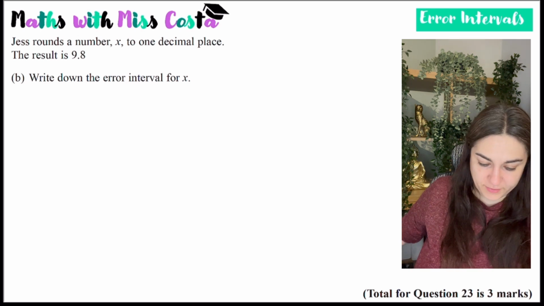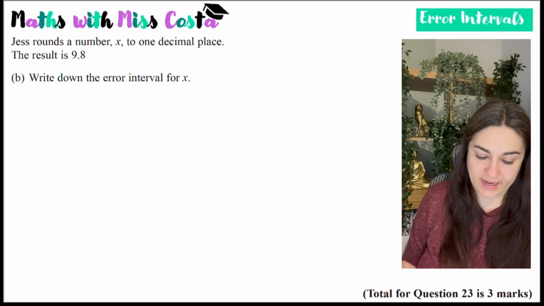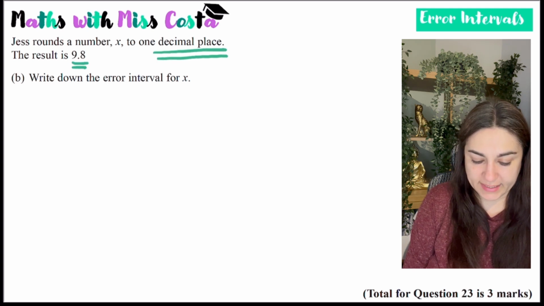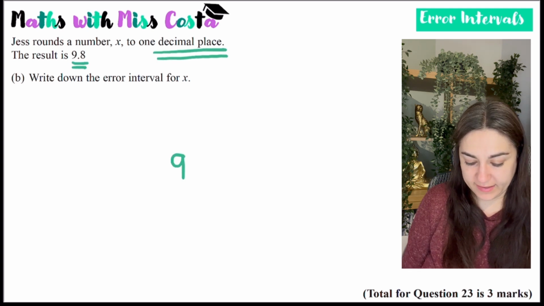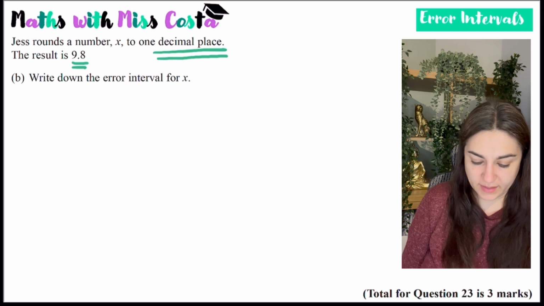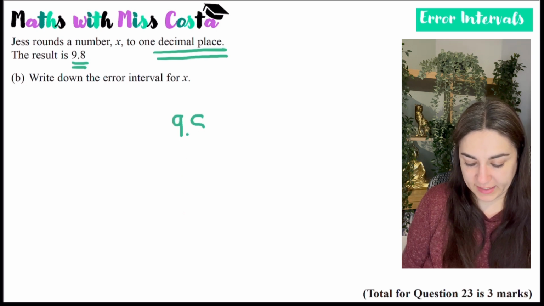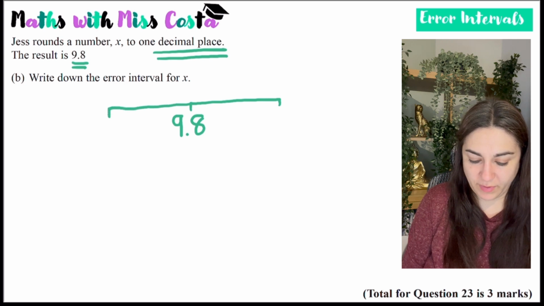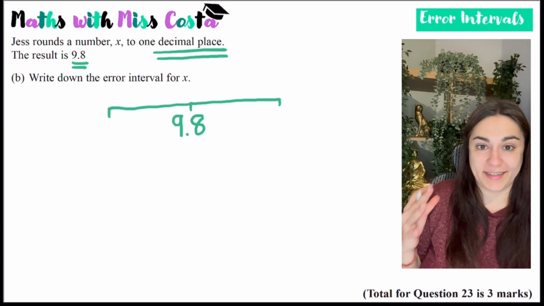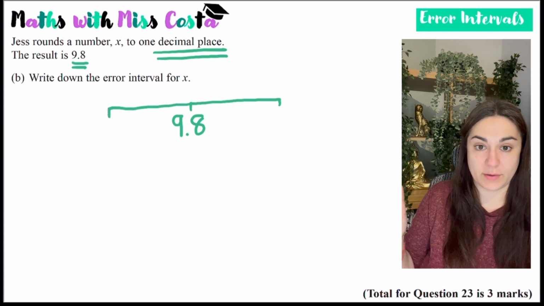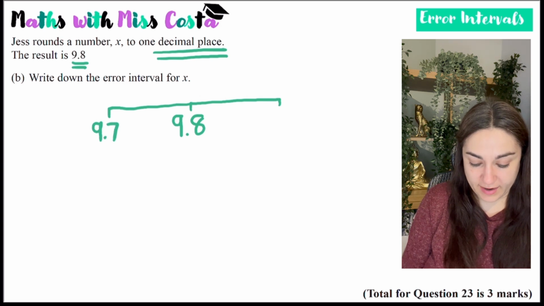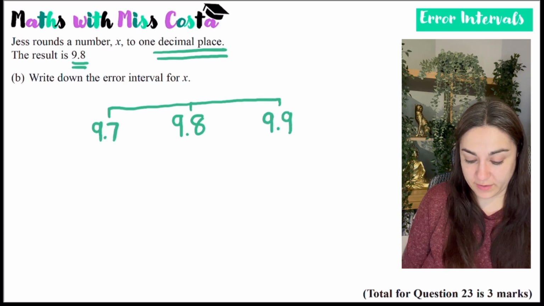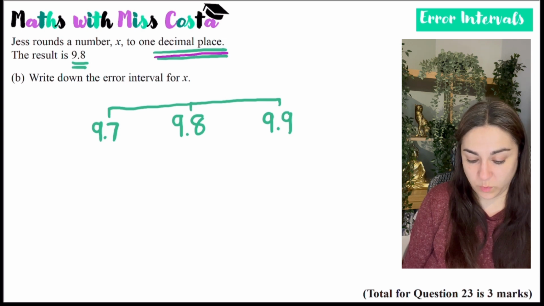Okay, now I'm told that Jess rounds a number, x, to 1 decimal place, and the result is 9.8. And I need to write down the error interval. So what I want to do is think to myself, okay, so 9.8 has been rounded. And if it's been rounded, what are the decimal places it could have either rounded up or down to? So it could have rounded down to 9.7, or it could have rounded up to 9.9, because I'm dealing with one decimal place.